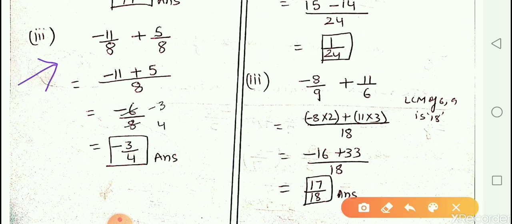Similarly, I have done part 3. Here we have to add negative 11 upon 8 plus 5 upon 8. The same way I have added here, and the answer I have got is negative 6 upon 8. See, here we can do the cancelling. So we have done the cancelling and our answer will become negative 3 upon 4.